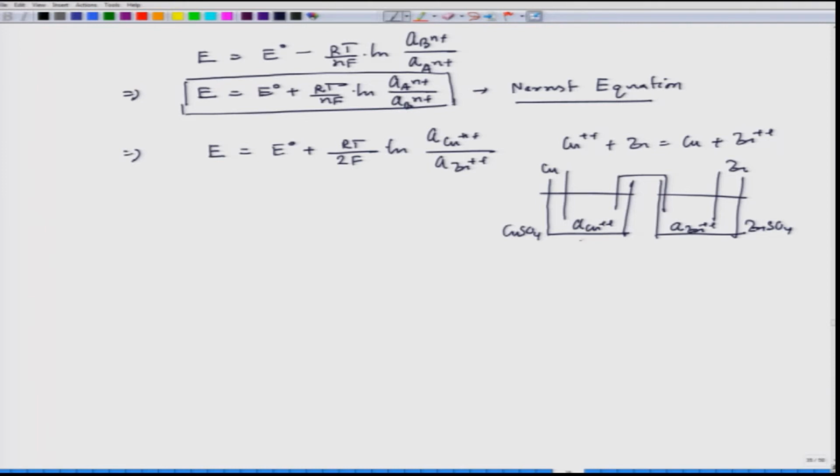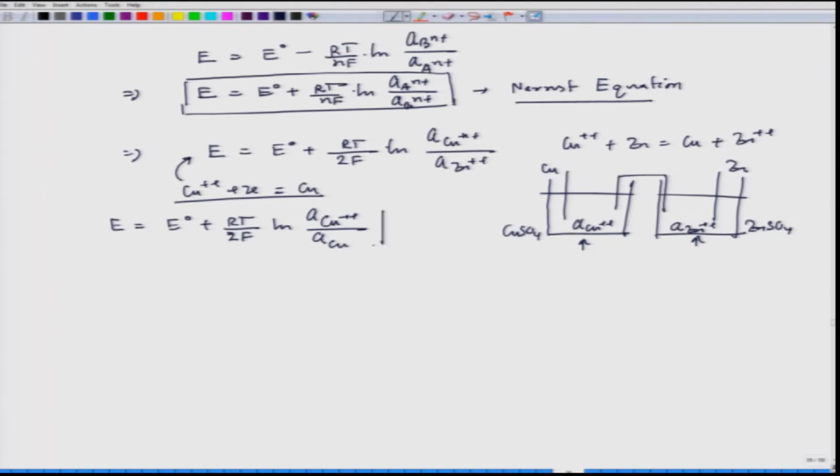Now, if I try to look at the reaction copper plus plus plus 2E equal to copper, this is also an electrochemical reaction. For that also we can construct an equation like this. So, that would become E equal to E0 plus RT by 2F ln of activity of copper plus plus by activity of copper.